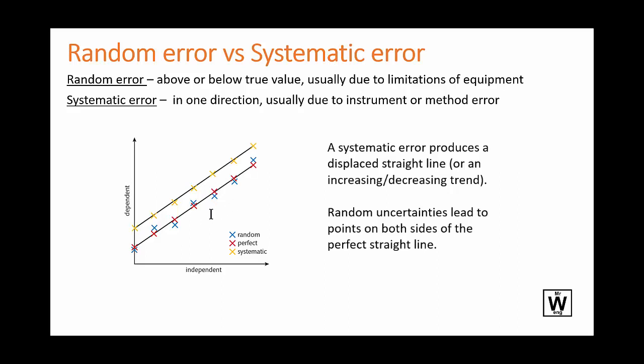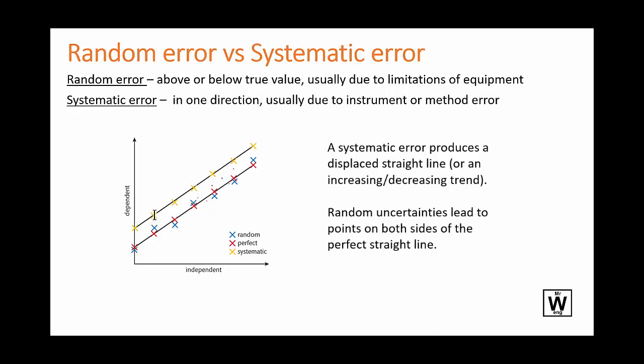So I'm going to use these graphs here to help explain random and systematic error. The red is the true value or the actual value, and what you normally have happen when you use various instruments or readings is some points will be higher and some points will be lower, and so that is random error. So above or below the true value, usually due to limitations of equipment.